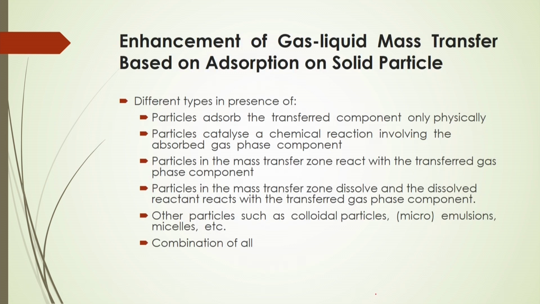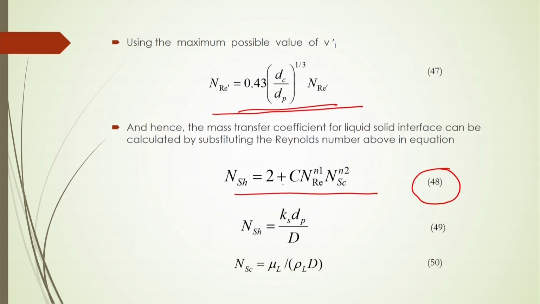Then after that, you can find out the Sherwood number, from which you can calculate the liquid solid mass transfer coefficient in the bed. So, this equation 48 along with 49 and 50, you can calculate the mass transfer coefficient for the liquid solid side.